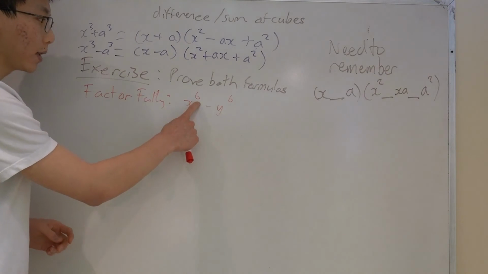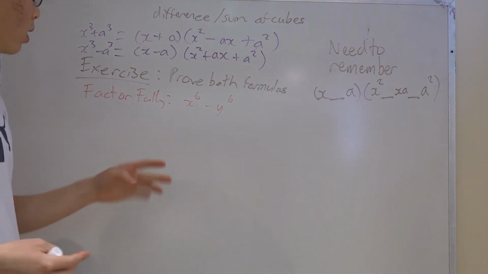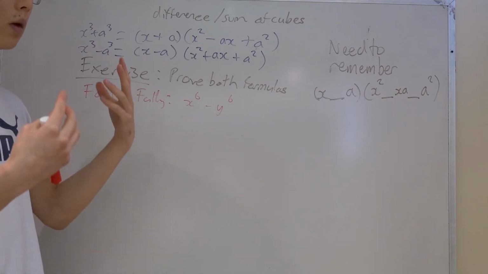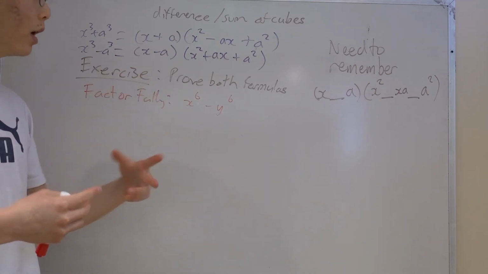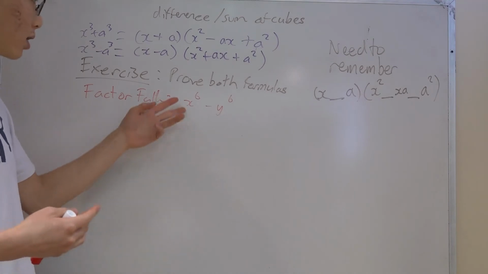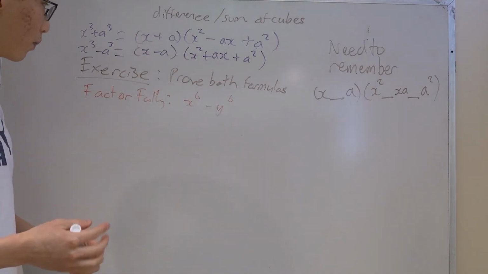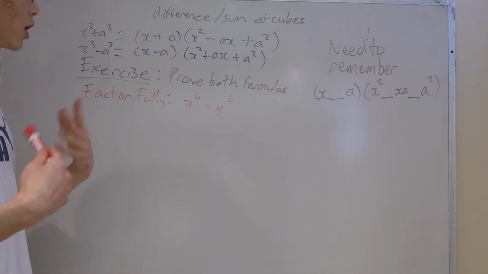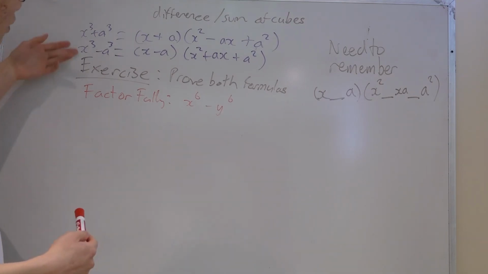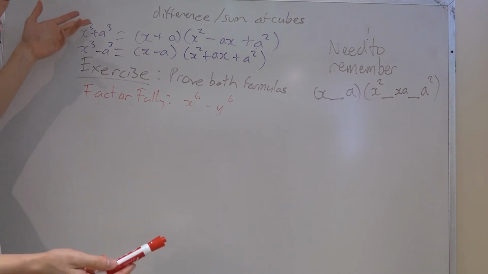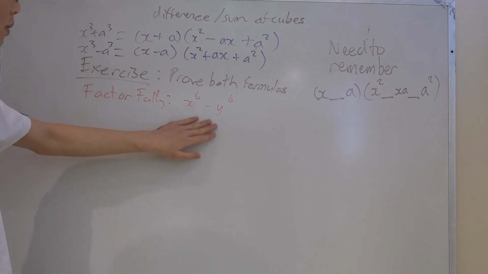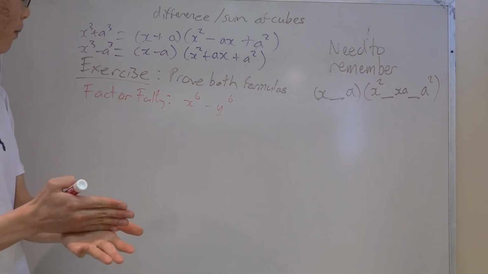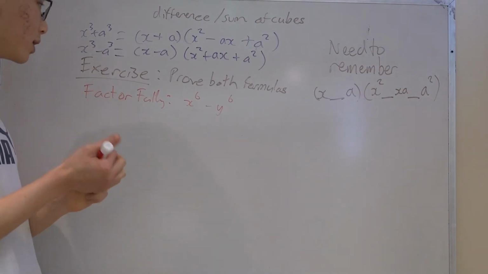Because 6 is 2 times 3. When I break this thing down, when I'm going to factor it, I'm going to be left with x to the power of 2's and y to the power of 3's, and x to the power of 3's and y to the power of 2's. What this means is that it's going to involve difference of squares, it's going to involve sums of squares, it's going to involve difference of cubes, potentially even sums of cubes. So what you have to do now is make a decision. What do I want to do first? Do I want to do the difference of squares, or do I want to do the difference of cubes? That's a decision you have to make.